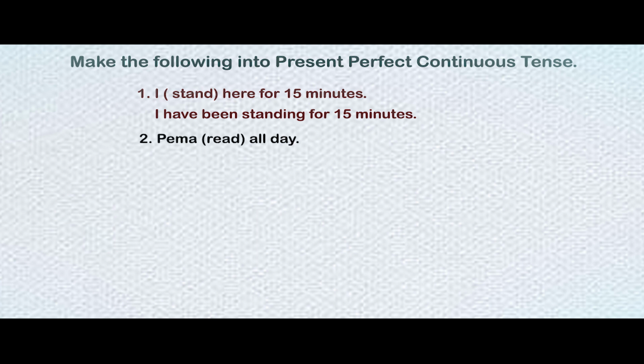Number 2. Pema read all day. Again, in the parenthesis we have the verb read here. So let us see how it becomes present perfect continuous tense after applying the rule. Okay? Pema has been reading all day. See here, we have the subject Pema plus has plus been, and then we have the ing form of the verb, reading. Pema has been reading all day.